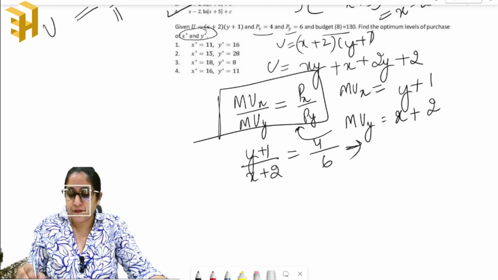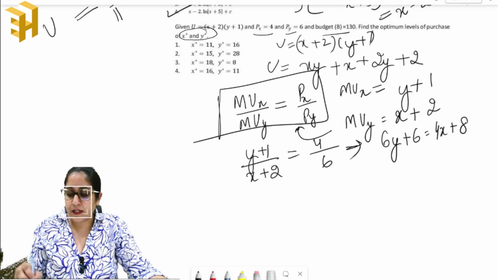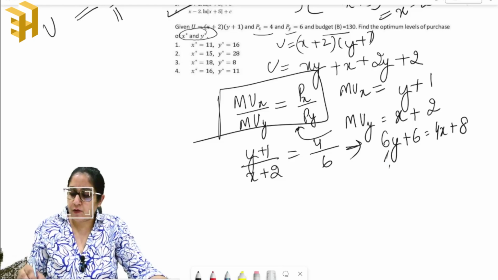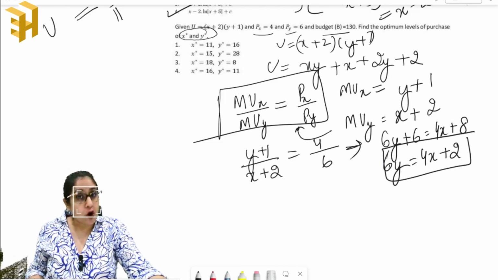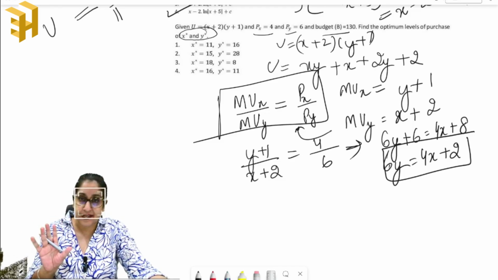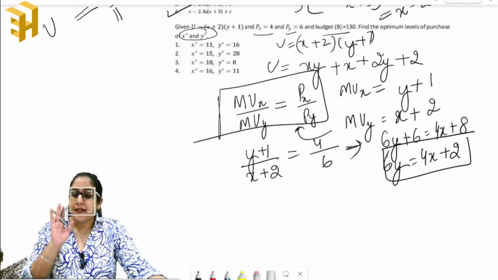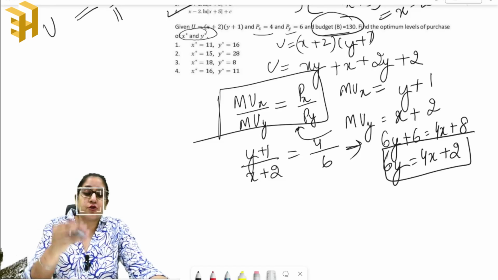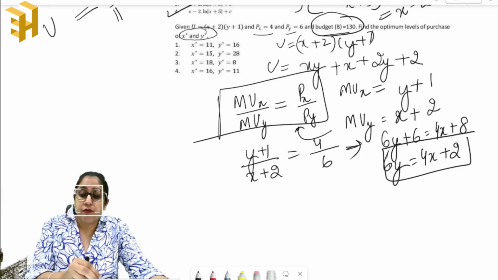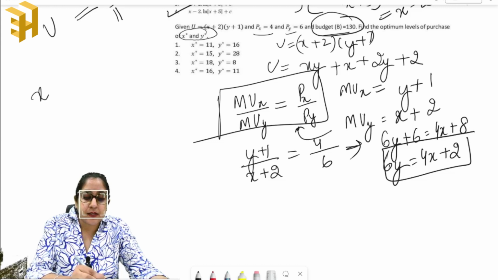(y plus 1) upon (x plus 2) is equal to px is 4 and py is 6. We'll just solve this. 6y plus 6 is equal to 4x plus 8, right? And we have 6y is equal to 4x plus 2. This is one equation, optimal equation that we've got. The optimal combination that can be attained, equilibrium level. Okay. Next information that is given to us is that your budget is 130. Okay. So we can build a budget line.